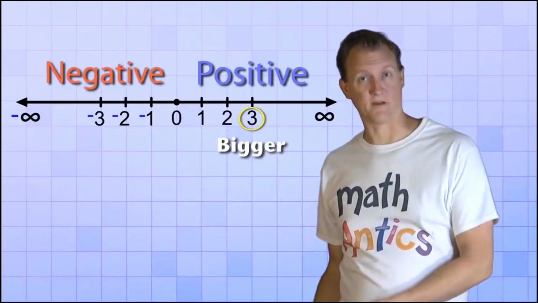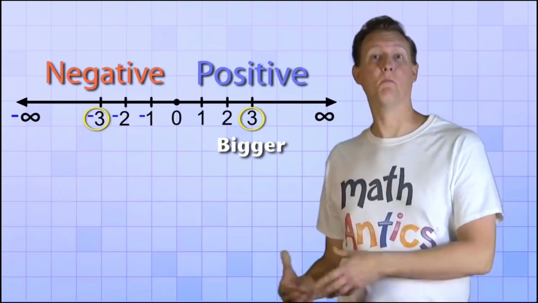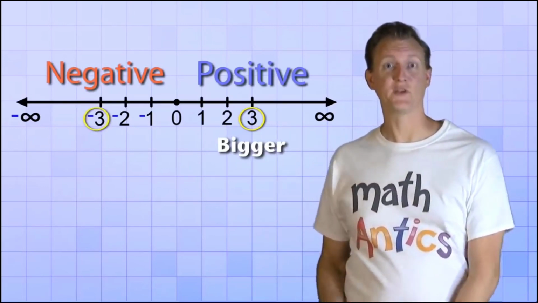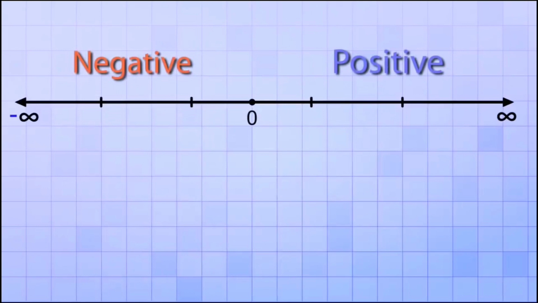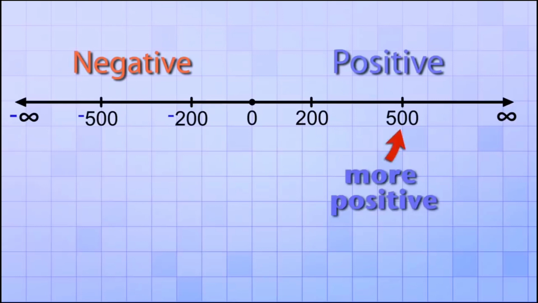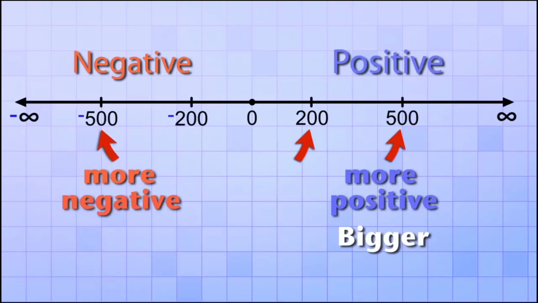But on the negative side of the number line, negative 3 is more negative than negative 2, so it's smaller. And you can use that idea no matter what the numbers are. On the positive side, 500 is more positive than 200, so it's bigger. But on the negative side, negative 500 is more negative than negative 200, so it's smaller.